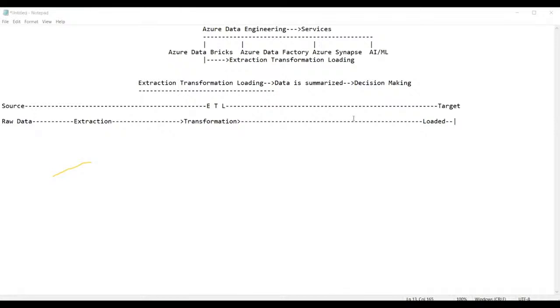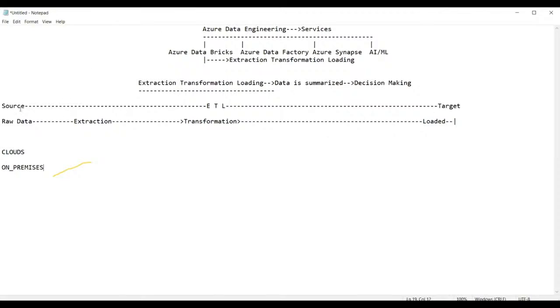Okay, so before we see some examples on how this process actually takes place, let us try to understand a few more things here, then we'll come back to this. Let us first understand what is a cloud and what is on-premises. Then we'll come back to this.